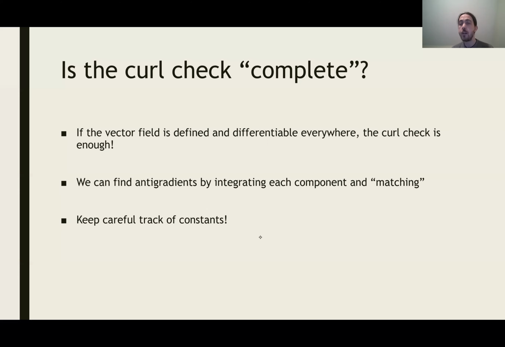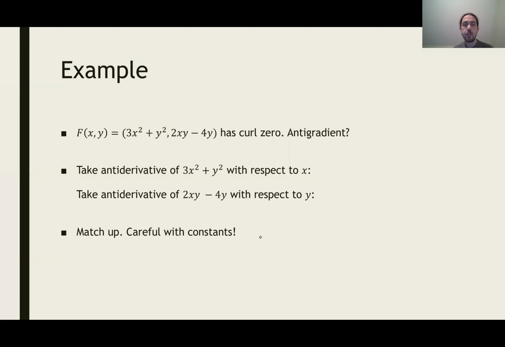So one way to find antigradients is to just do it manually. We integrate each component, and then we try and match the answers up. We have to keep careful track of what constant means when we do this. So here's a vector field in 2D as an example. F of xy is equal to 3x squared plus y squared, comma 2xy minus 4y. And I say that it has curl 0.